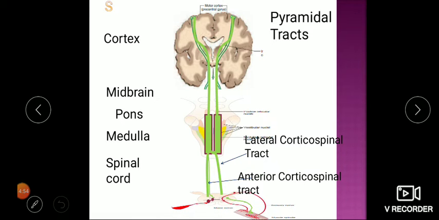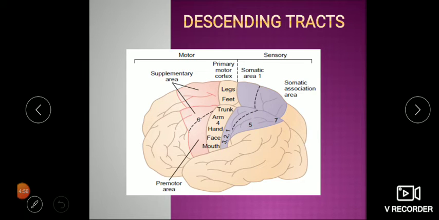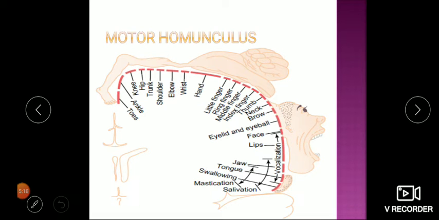So I have shown here bilateral from this side to that one. Now their origin is from this premotor cortex. Just like in the sensory system, we have seen that there is representation in the cortex. Similarly, in the descending tract also there is a representation in the cortex with respect to the skill of the part of the body. So the same we are having, that is called the motor homunculus.